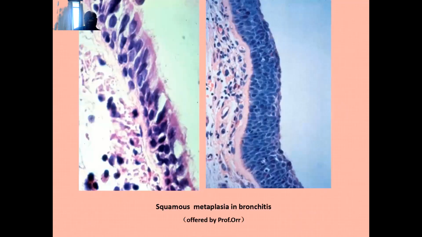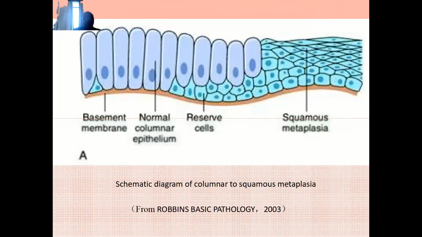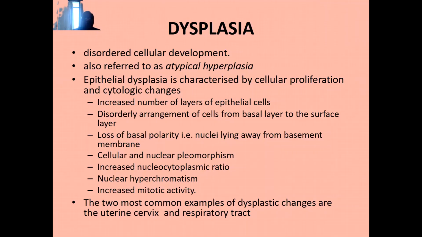So this is an example of squamous metaplasia in the bronchus. In the bronchus, you can see the cells have metaplased, many of them. Then we have the basement membrane. You can see a schematic diagram of columnar to squamous metaplasia. You can see the junction of the normal columnar epithelium, the basement membrane, and the squamous metaplasia cells. You can see how it is.